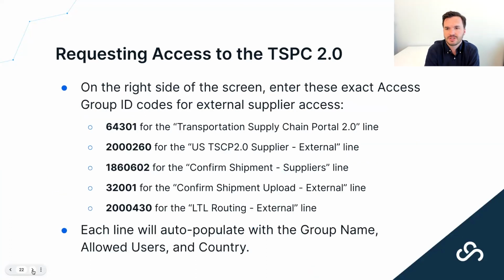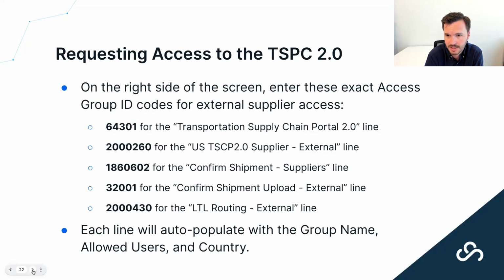And then on the right side of the screen, you can enter these exact access group ID codes for external supplier access. So it depends on what this user will be using it for. But here are all the codes for the variety of different lines that they have.